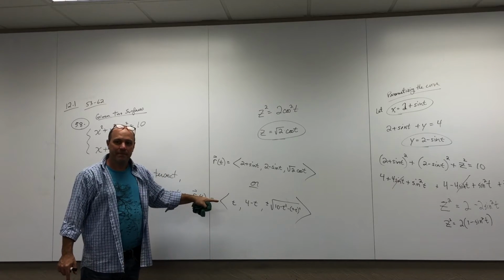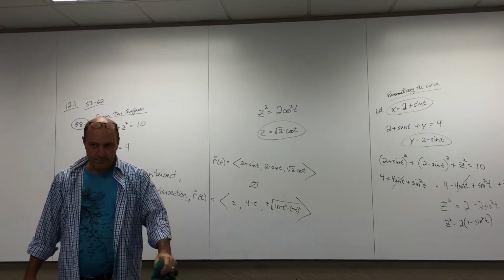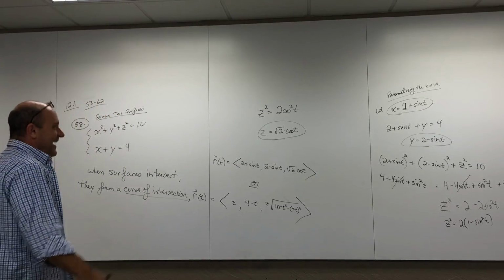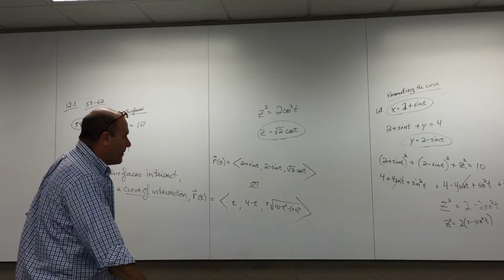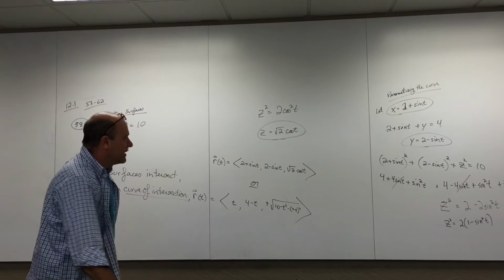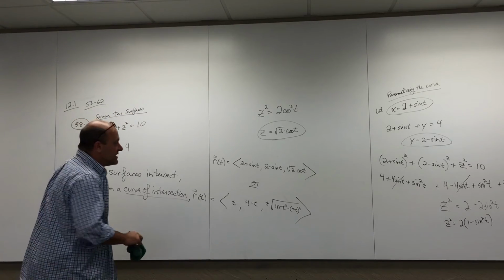How would they go about making the assumption that x is 2 plus sine t? That's a decent question. I'm not sure, but I'm going to guess, and I'm hitting just a teeny bit of overtime.